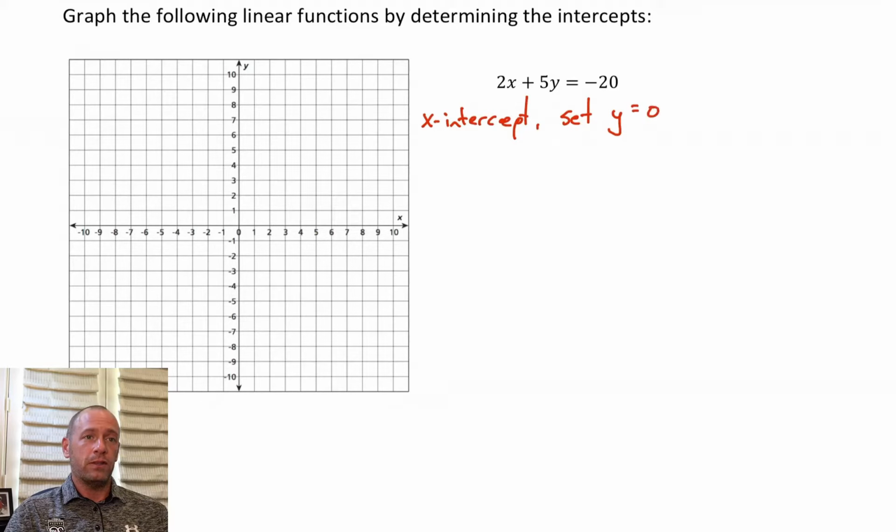So to find the x-intercept, y equals 0. I've got the equation written right above it. I'm going to say 2 times x plus 5 times 0 equals negative 20. And students like this method because they can essentially just do this in their head. x equals negative 10, so I can plot that point. As an ordered pair, it would be (negative 10, 0).